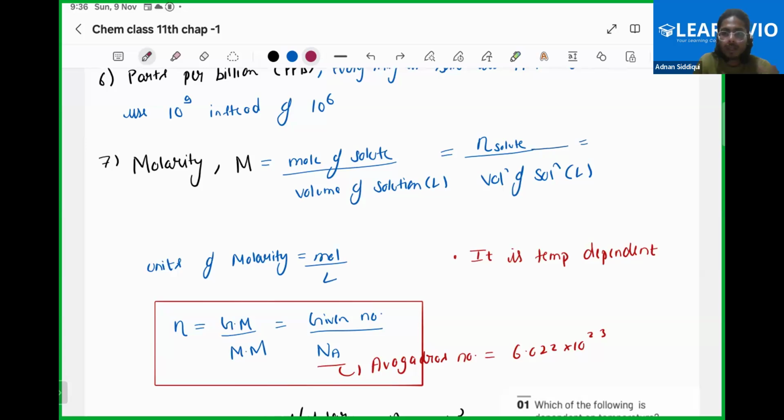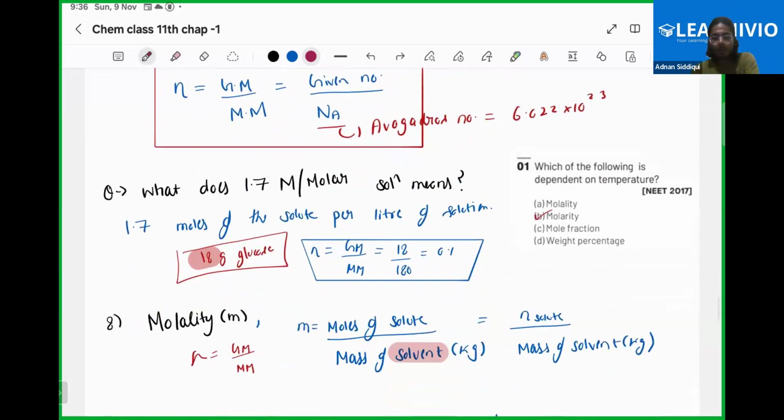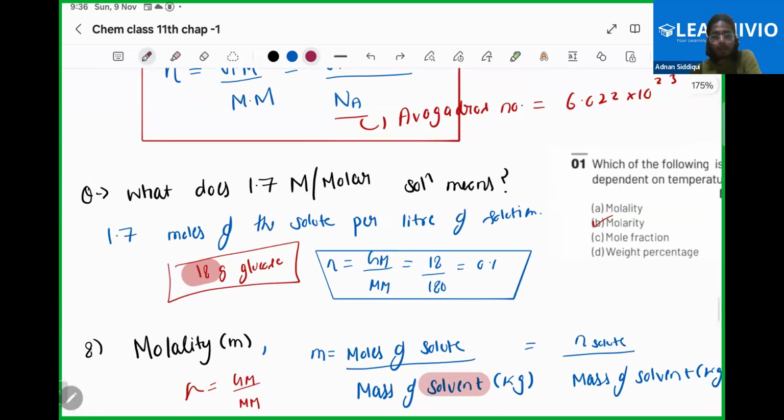So molarity is also temperature dependent. Why is it temperature dependent? Because here we are dealing in terms of volume of solution. This is the important point. Suppose I am saying 1.7 capital M or molar, both have the same meaning. We are talking about molarity. 1.7 M means 1.7 moles of solute are present in 1 liter of solution.